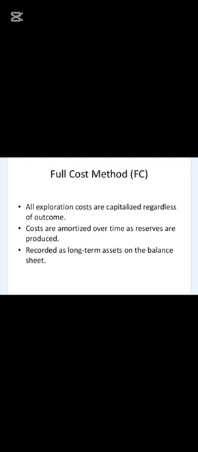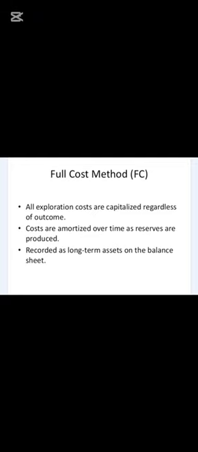This method grants companies the ability to capitalize all operating expenses occurring during a certain period, regardless of the outcome when it comes to locating new oil and gas reserves. This approach stands in contrast to the successful efforts method, which only capitalizes expenses related to fruitful extraction ventures.